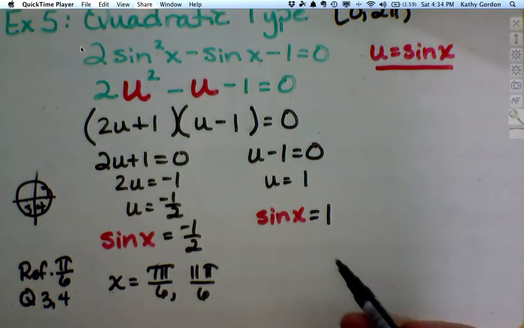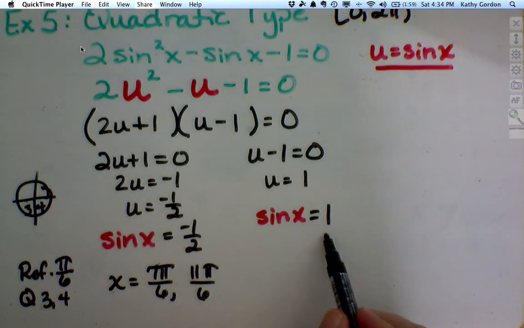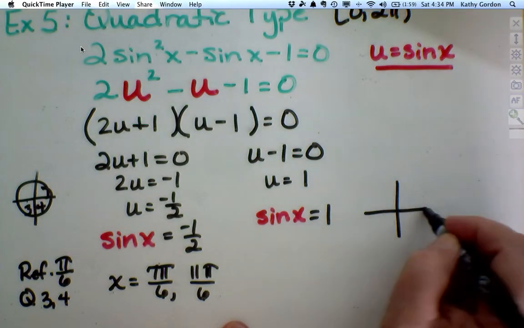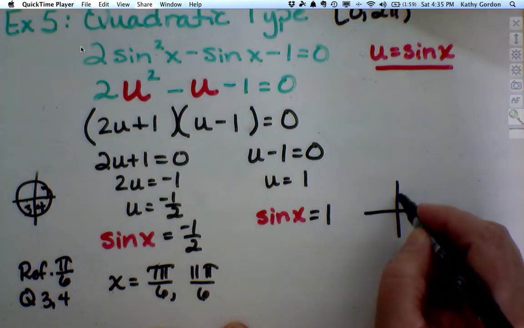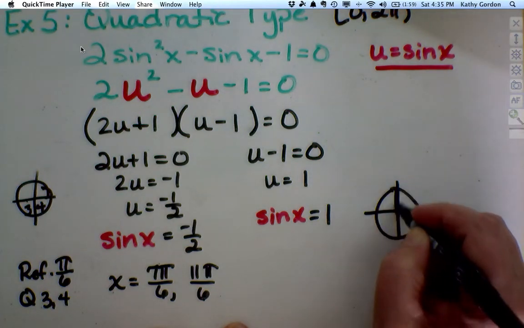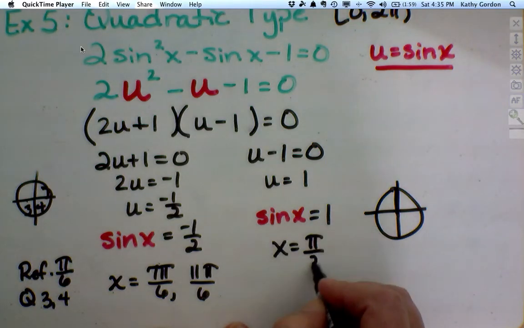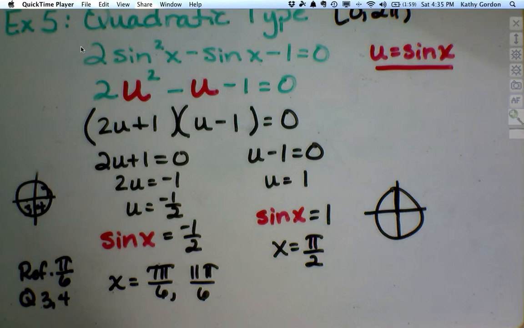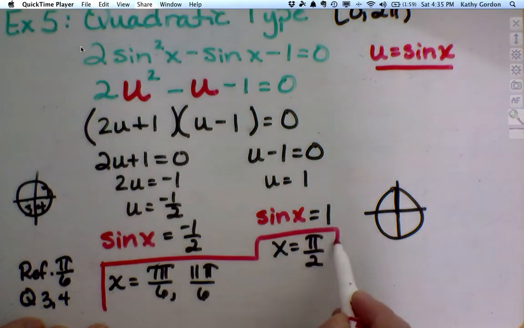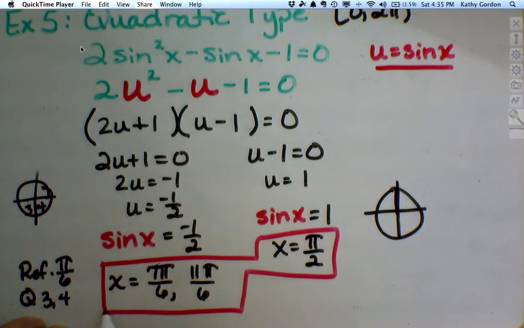Okay, then I come over here to the sine of x equal to 1. Well, if sine of x equals positive 1, since sine is the y value, we would be talking about right here, and so that's going to be at an angle of pi over 2. Okay? And so our final answer is going to be that the x value could be 7 pi over 6, 11 pi over 6, or pi over 2.